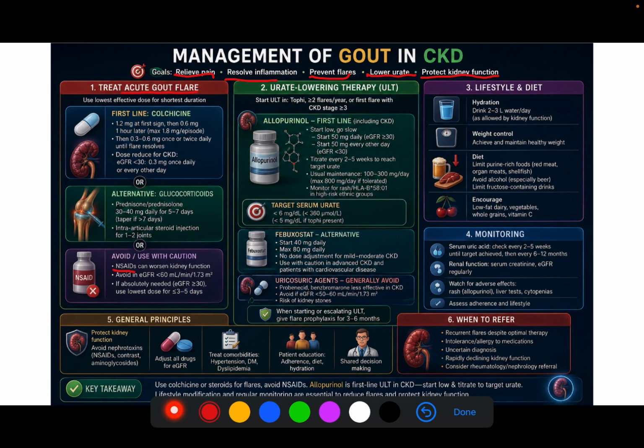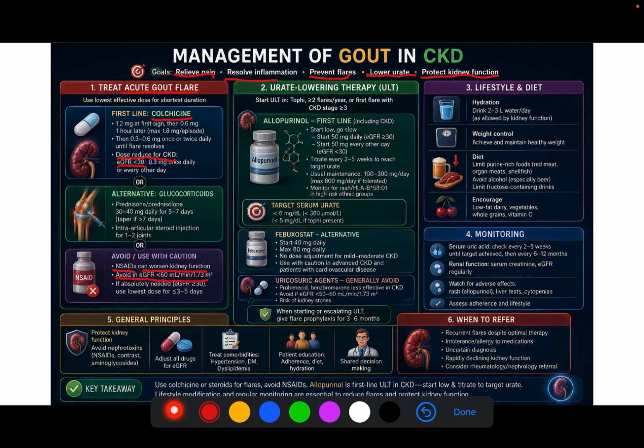But in a non-CKD patient, we first go with NSAID drugs. In CKD it's better to avoid them because they can worsen kidney function, especially in case of eGFR less than 60. And our first line drug is usually colchicine, and we have to be very cautious and reduce the drug dose for CKD with GFR less than 30.